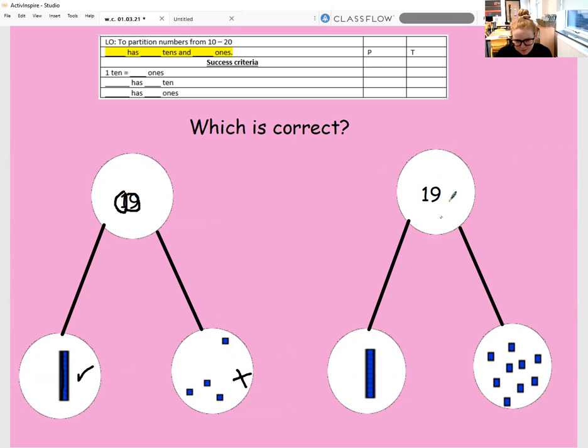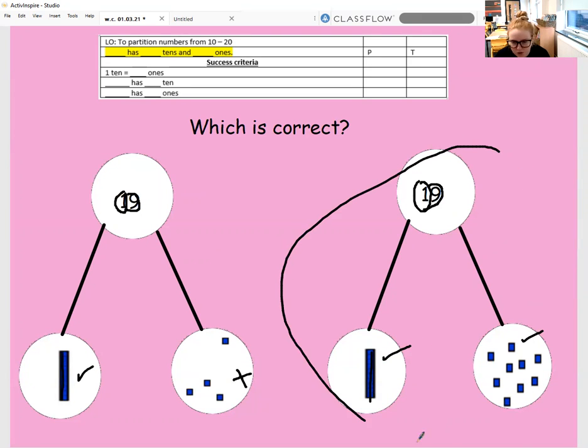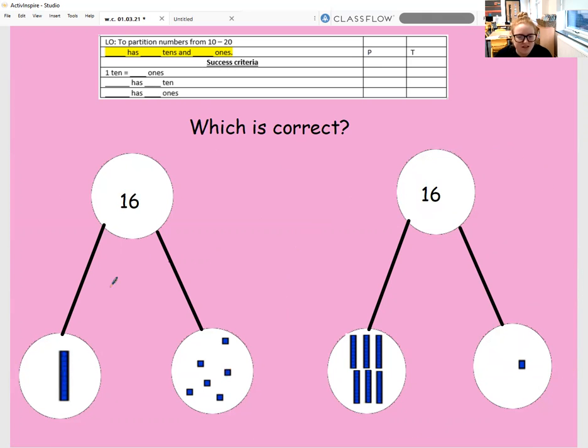Let's have a look at this number. So 19 is represented by 1 ten. So I've got 1 ten here, fantastic. And then how many ones? 9 ones. I've got 1, 2, 3, 4, 5, 6, 7, 8, 9. So this is correct and this is correct. This model represents 19. This is correct. Let's have a go at this one.